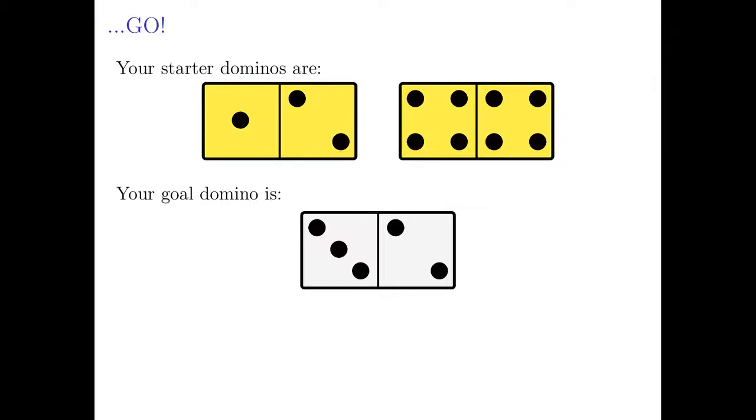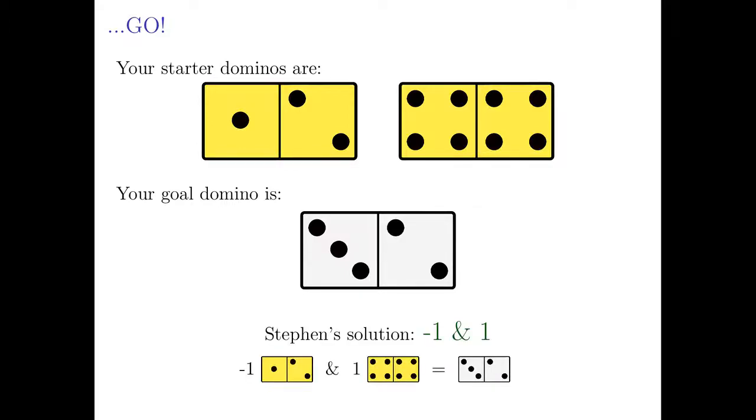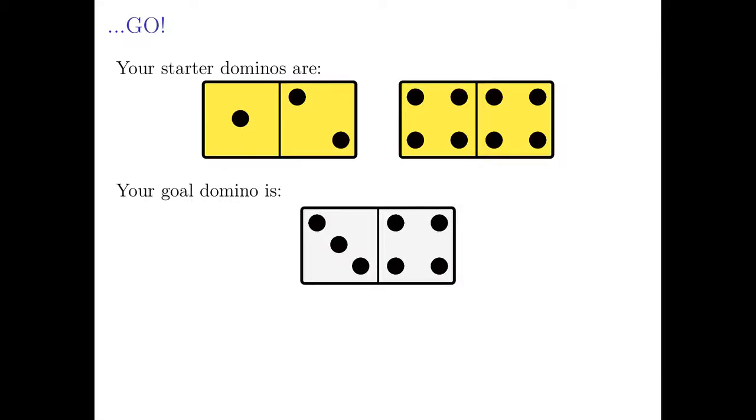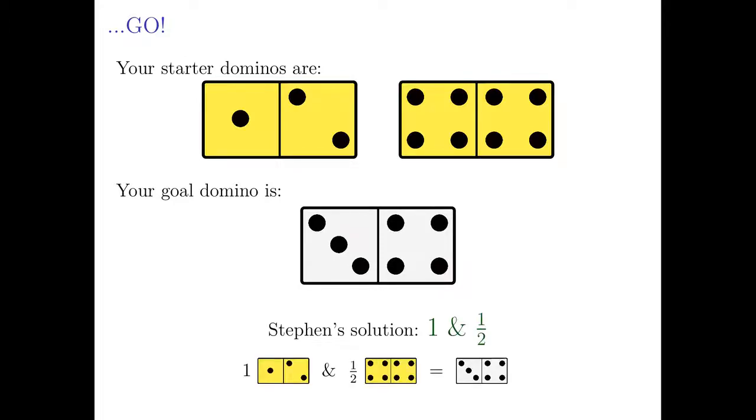Pause the video and figure it out. Okay, for this one, I got -1 of the first one and 1 of the second one. Because if I take that 4, 4 guy and I subtract off 1, 2, I end up getting 3, 2 as desired. Next, you want to build 3, 4. Pause the video. All right, here was my solution. 1 of the first and 1/2 of the second. Because if I take 1/2 of that 4, 4 guy, I end up getting 1, 2 plus 2, 2, and that gives me the 3, 4 as desired.